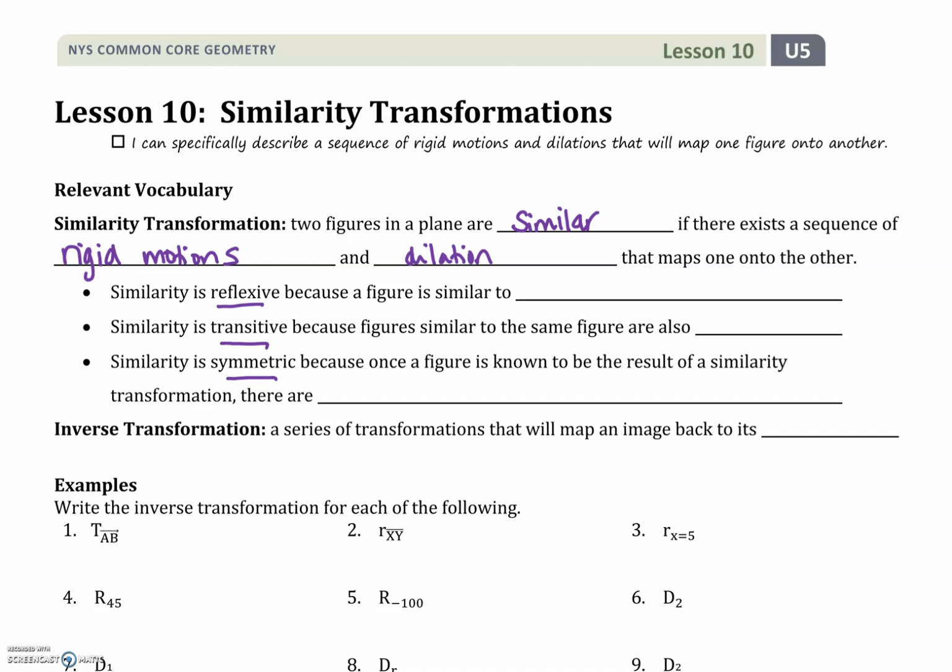Reflexive, we've talked about how something is congruent to itself, but similarity is also reflexive because a figure is similar to itself. It means that it has a scale factor of 1 when that happens. Similarity is transitive, which is kind of like substitution, meaning if two figures are similar to the same figure, then they're also similar to each other.